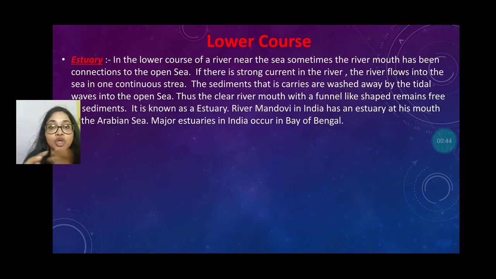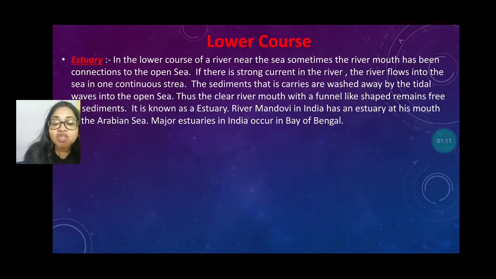In the lower course, because of the huge amount of eroded materials deposited with them, and there is also a huge presence of water, but because of the load the river can only flow very slowly and meet with the oceans or seas, and they make different types of landforms. Number one, this is the estuary.